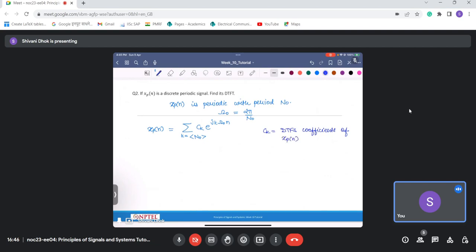Now let us try to find the discrete time Fourier transform of this signal. This is xp(omega), which can be written as the summation over k in an interval of N naught, c_k being a constant, and then the DTFT of e^(j k omega naught n). We have seen that this has a Fourier transform that is an impulse, 2 pi c_k delta(omega minus k omega naught).